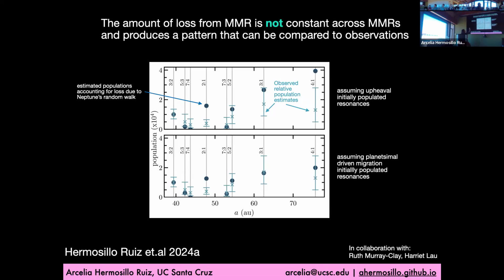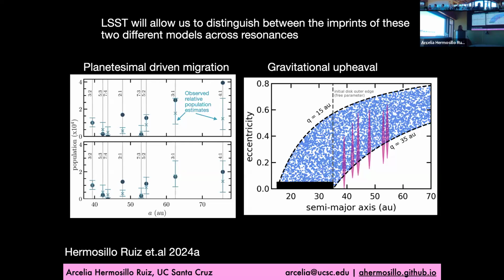The top panel assumes an initial population given by a gravitational upheaval, and the bottom panel assumes a population given only by planetesimal-driven migration. That's the difference between those. Just to summarize those two projects, this is alluding to the future. With LSST, we'll be able to distinguish this pattern, but there's also the other pattern from the gravitational upheaval. So depending on what data we receive, we can distinguish which model more strongly imprints its effect onto the distribution of the Kuiper belt. That's very exciting to do in the future.